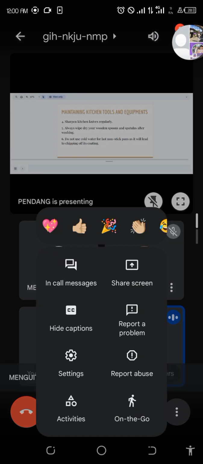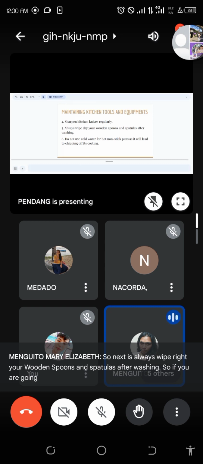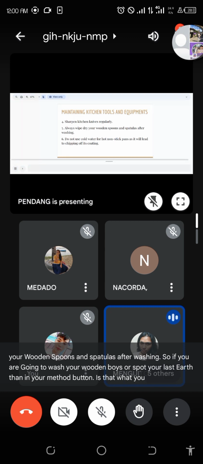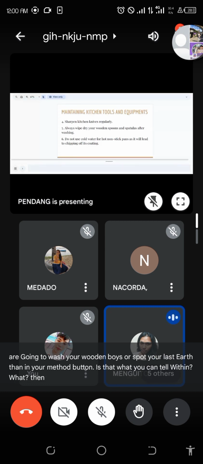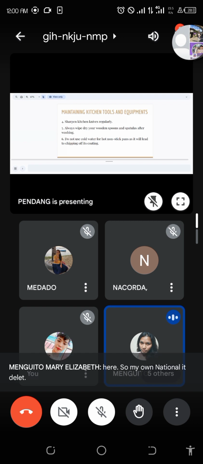So, next is always wipe dry the wooden spoons and spatulas after washing. So, if maghugas ka sa inyong wooden spoons or spatulas, dapat ipahiran dayon human hugasi. Kay kung magbasa kaayo ang mga wooden tools, dali na siya maka-adapt og bakterya. Kung dili siya matrapuhan o maayo, mao na siyang magamold.